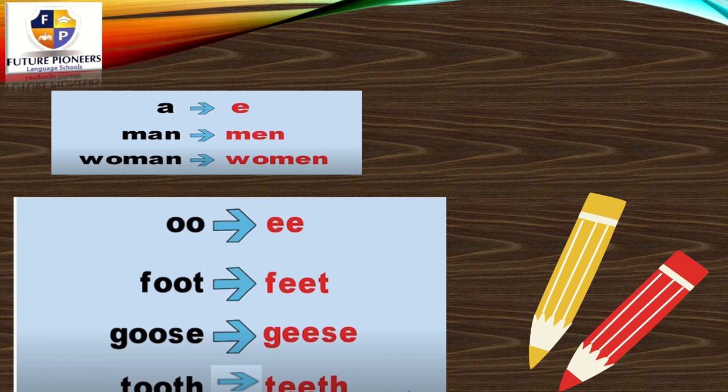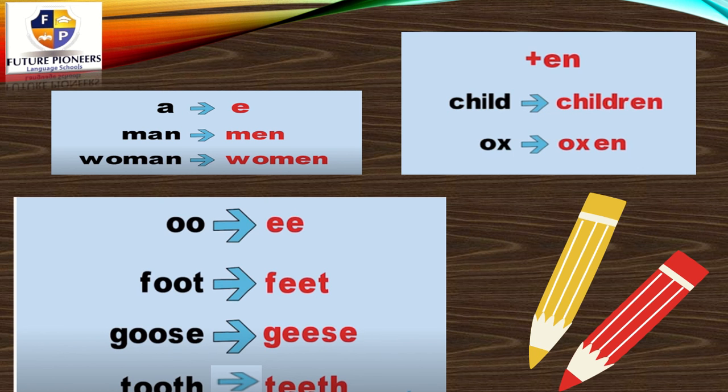When we have a word which includes the double O, like the word foot, we will change it into double E, like feet. Goose, we will change it into geese. Tooth, we will change it into teeth. So we are just changing the double O into double E. And the word child. Can I say childs? No, it has a special irregular plural form. So we will convert it into children.